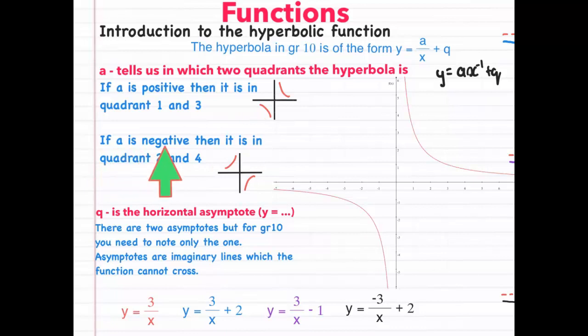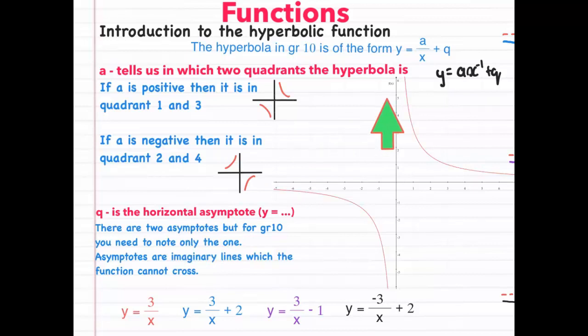Now if a is negative, then it is in quadrants 2 and 4. Because these two quadrants are my negative quadrants: x is negative, y is positive, and a negative and a positive is negative. And here we've got a positive x, negative y, and a positive and a negative is a negative. So these two are my two negative quadrants. Now, what is the q? Q is the horizontal asymptote.